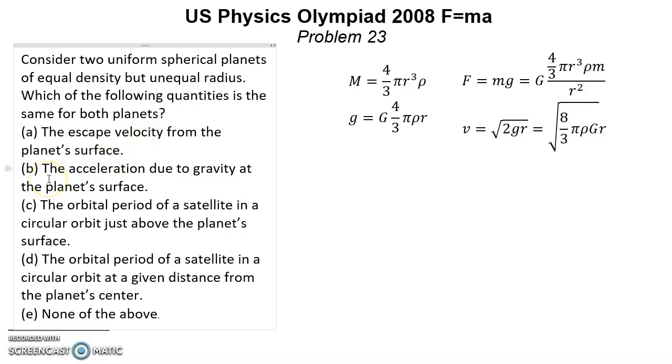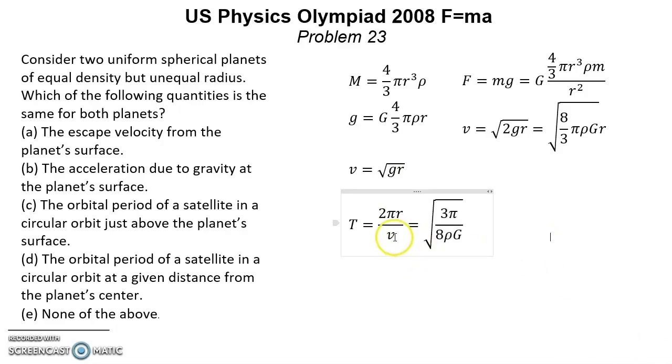Part B. The acceleration due to gravity at the planet's surface. We see that this is not true again, because this acceleration is proportional to radius. Let's check part C. The orbital period of a satellite in a circular orbit just above the planet's surface. We know that the orbital speed right above the surface we can calculate using this formula, and the period we can find as distance over speed, 2 pi r over speed.